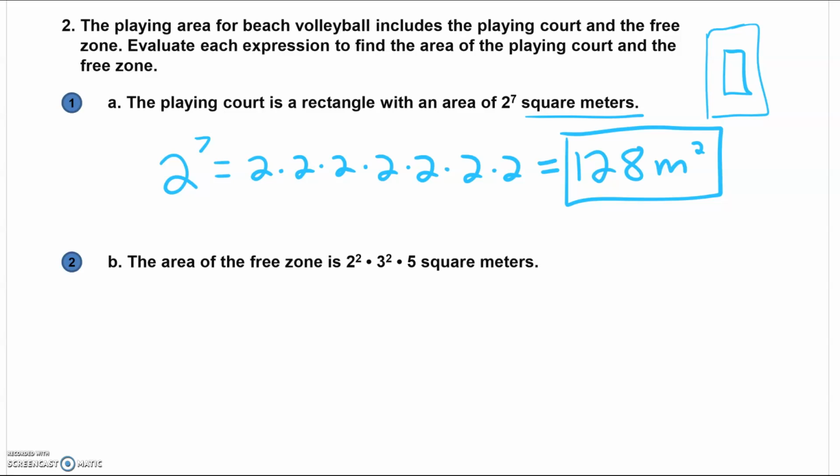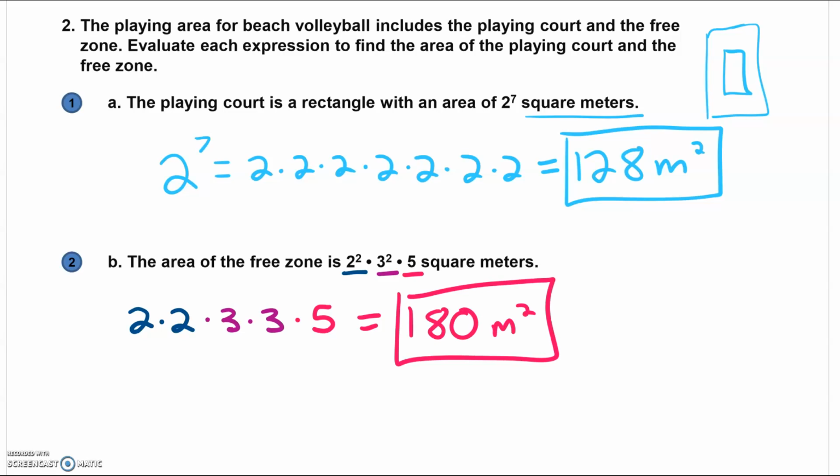The area of the free zone is 2 squared times 3 squared times 5, right? So lots of little pieces here. Each piece we'll write out separately. So 2 squared means 2 times 2. 3 squared means 3 times 3. And then 5, just times 5. So then that's just one big multiplication problem. You'd multiply it all out, and you're going to get 180 square meters. So those would be our two pieces.